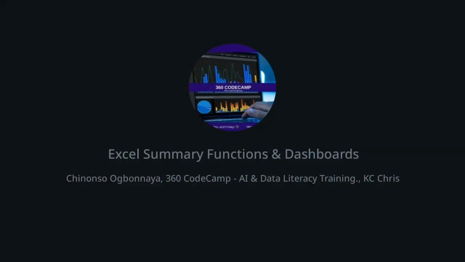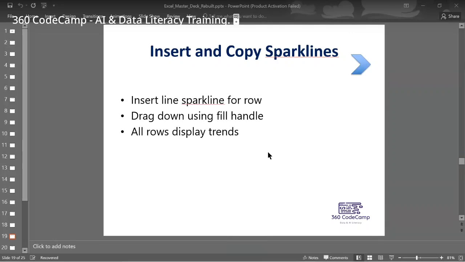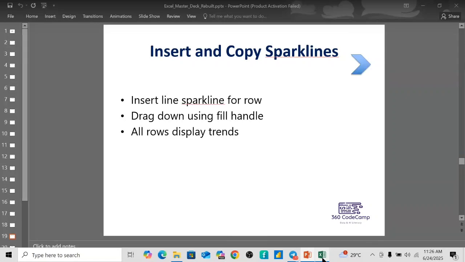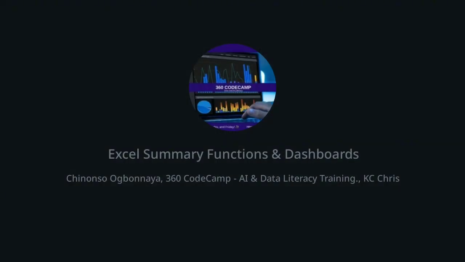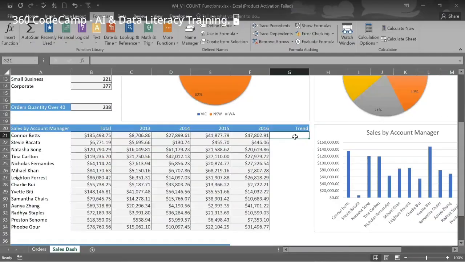Okay, so to do this, I'll go to cell G21. So we want to insert a Sparkline for our total sales by this account manager per year, for these years that we have: 2013, 14, 15, and 16. So what we'll do here now, we'll go to the Insert tab.